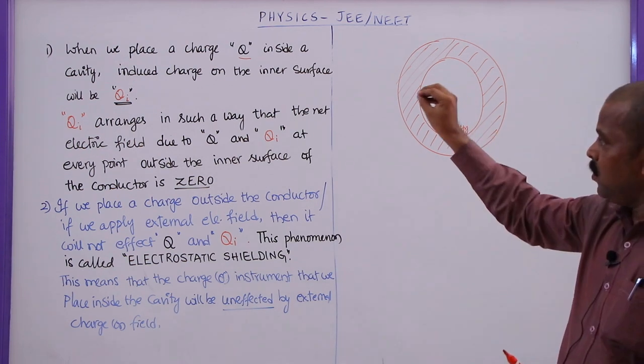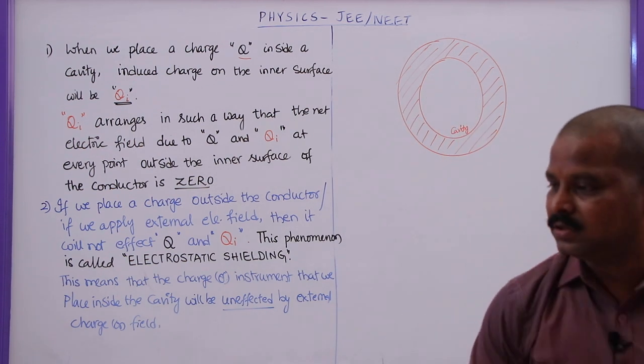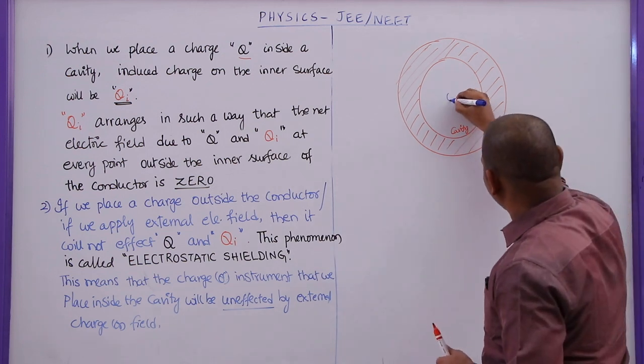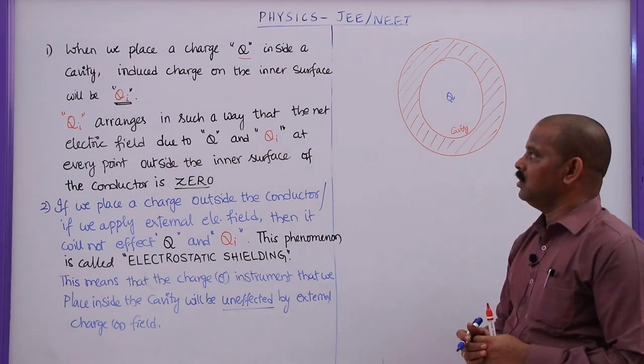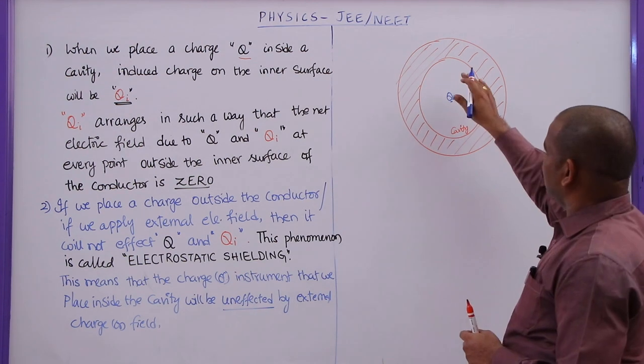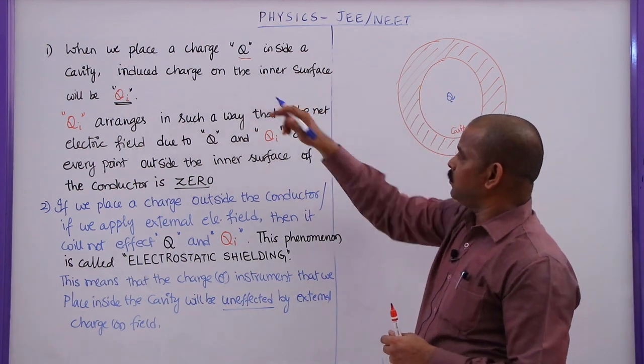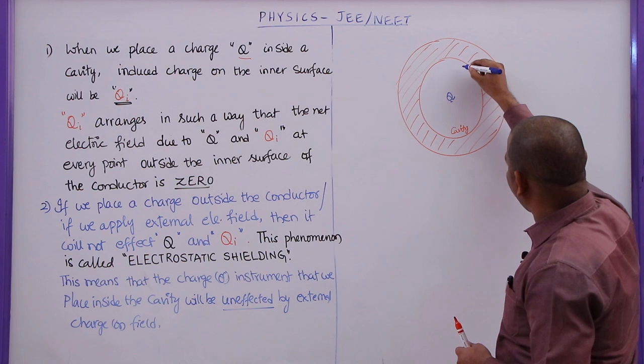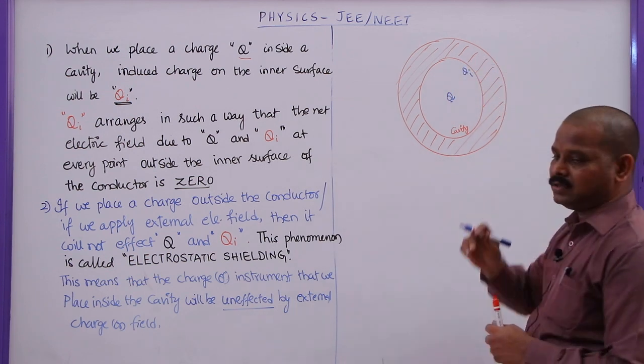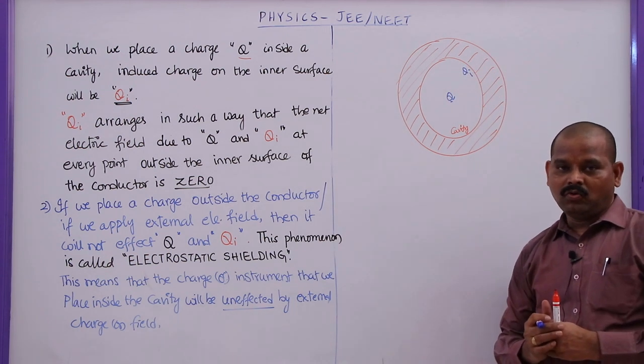Now, if you keep a charge inside this cavity, let me keep one charge here. So I am keeping a charge Q inside this cavity. The induced charge on the inner surface will be Qi. So a charge will be induced here, which is known as Qi. So how to find this Qi?